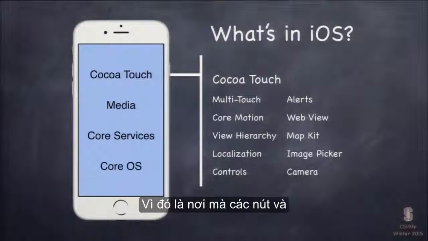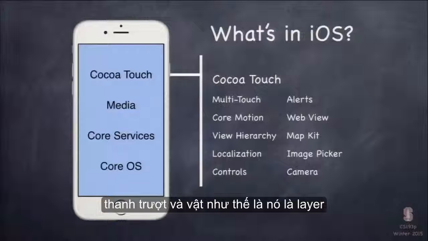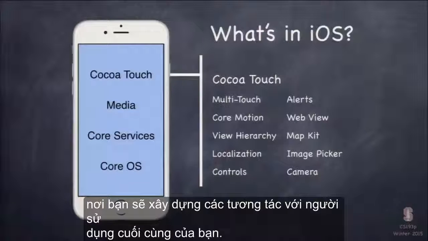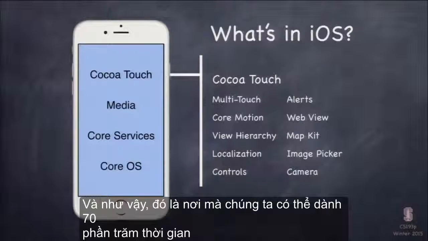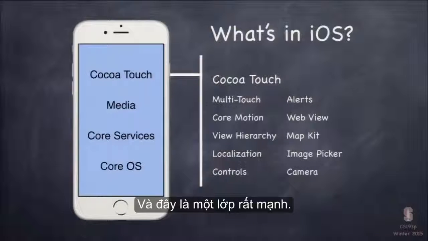So the Cocoa Touch layer, that's where the buttons and sliders and things like that are. This is the layer where you're going to build the interactivity with your end user, and so we probably spend 70+% of our time in the Cocoa Touch layer. And this is a very powerful layer.